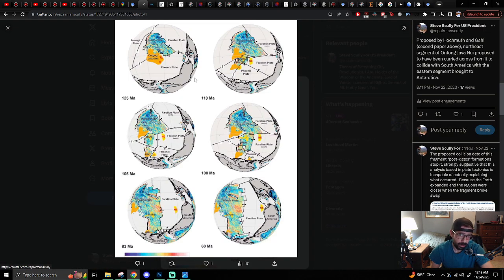Then I took a picture of this. Proposed by Hockmuth and Gao, the second paper above, the one I already looked at. We already looked at this a little bit. The northeast segment of Ontong Java Nui is proposed to have been carried across to collide with South America, with the eastern segment brought to Antarctica. So this is just kind of what they're thinking. Well, something must have brought it across because it's in a plate tectonics framework, so something must have done it. So it must have been the Farallon plate because that's where we see it now.